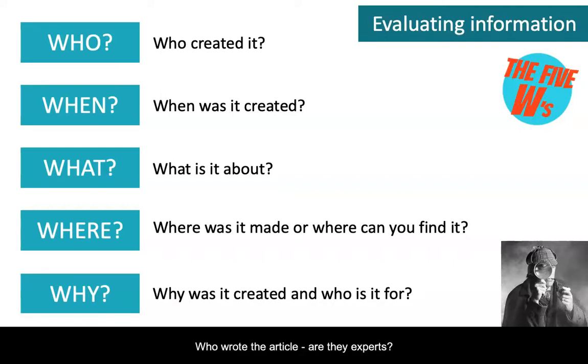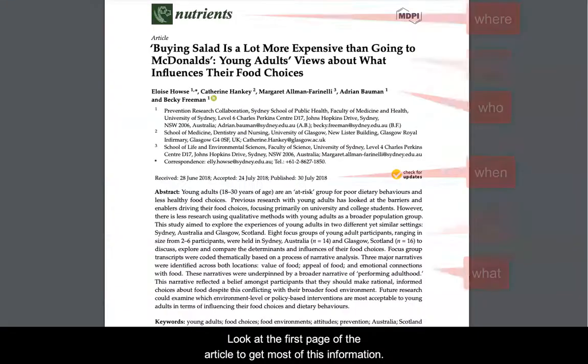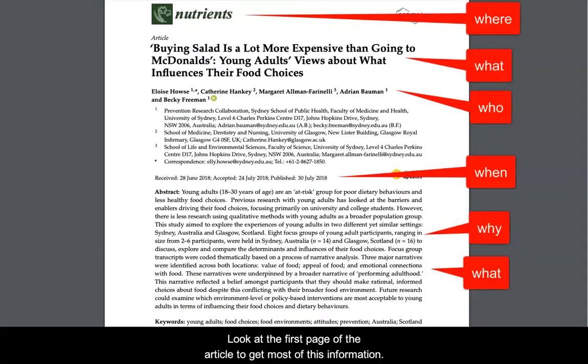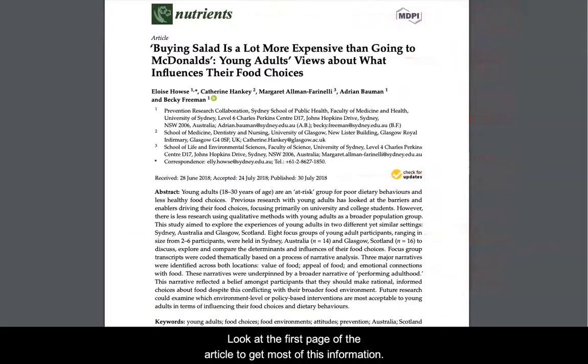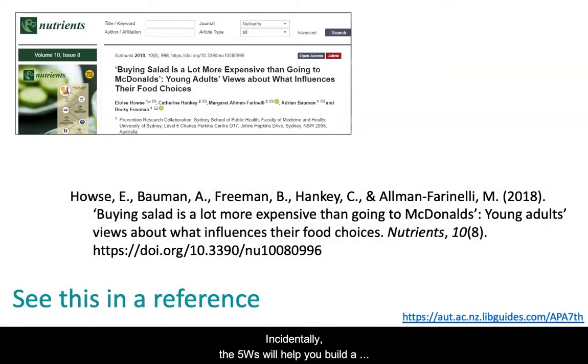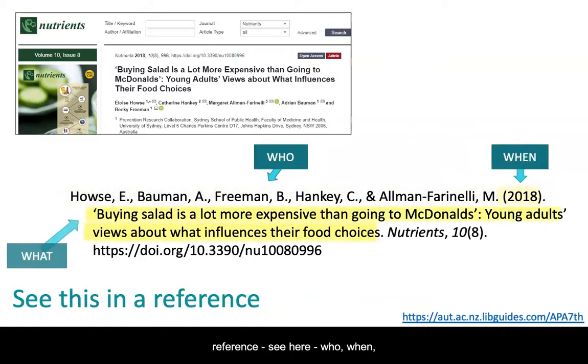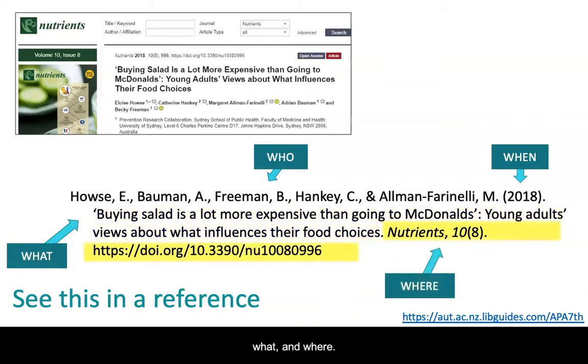Who wrote the article? Are they experts? When was the article written? Is it up to date? What is the article about? Is it relevant? Where was the article published? Is it from a peer-reviewed journal? Why was it written? Is it academic? Look at the first page of the article to get most of this information. Incidentally, the 5 Ws will help you build a reference. See here: who, when, what, and where.